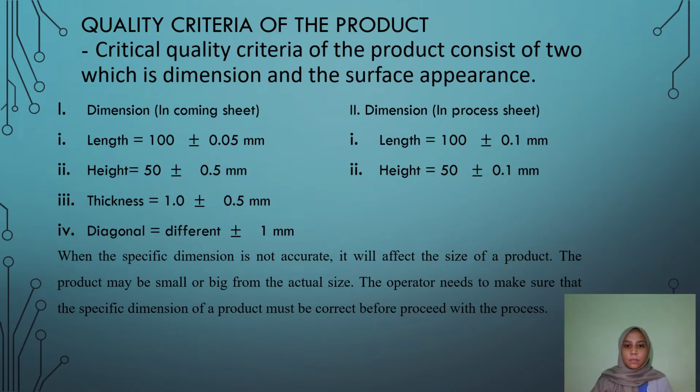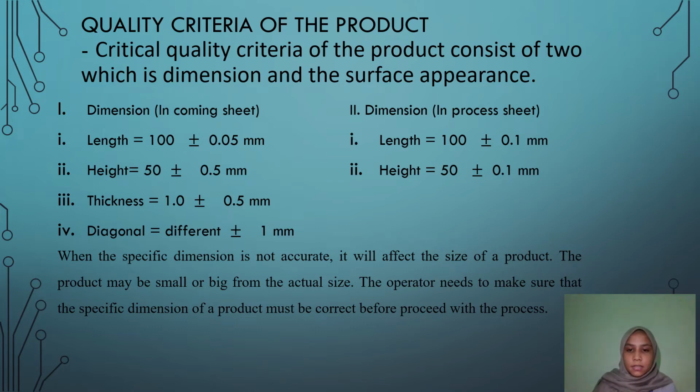Quality criteria of the product. Critical quality criteria of the product consist of two: dimension and surface appearance. For dimension, we have two: first for incoming sheets and second for in-process sheets. Incoming sheet: the length equals 100 plus minus 0.05 mm, height equals 50 plus minus 0.5 mm, thickness equals 1.0 plus minus 0.5 mm, and diagonal length equals the difference plus minus 1 mm.